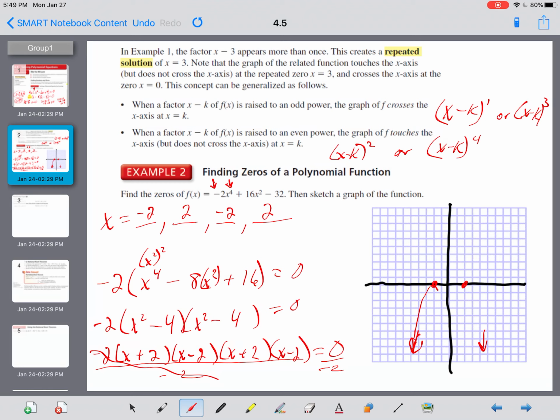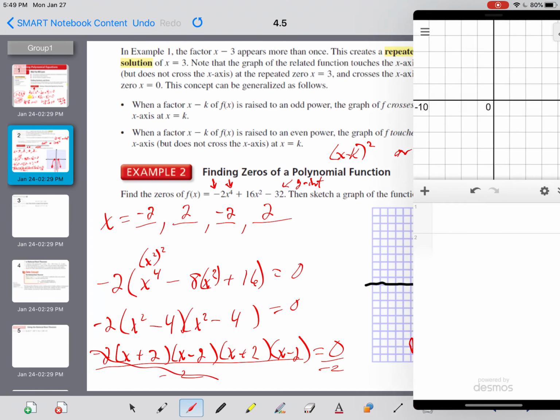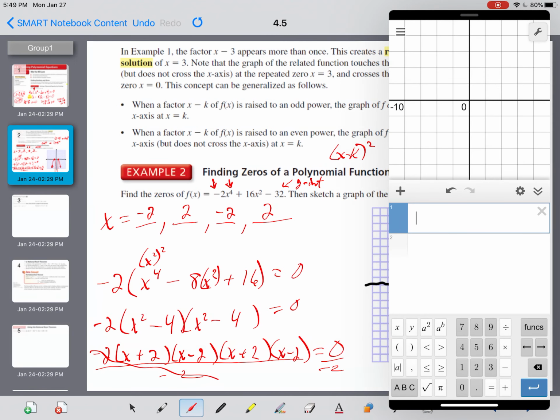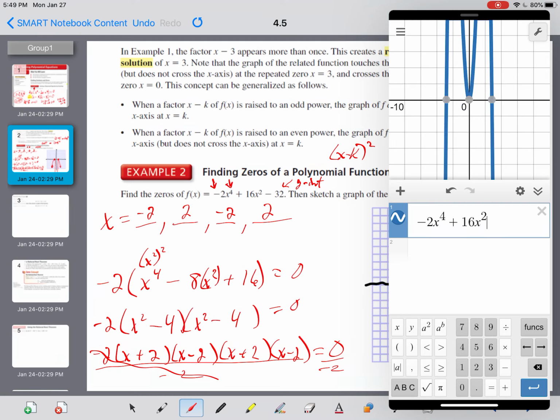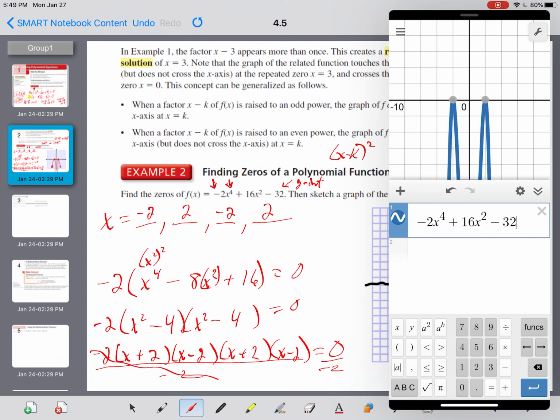It does cross the y-axis at negative 32. This is my y-intercept. So somewhere way down here, it's going to go, and it's going to come back, and it's going to go like that. So if we look at the graph of it, let's just graph it. Negative 2x to the fourth plus 16x squared minus 32.